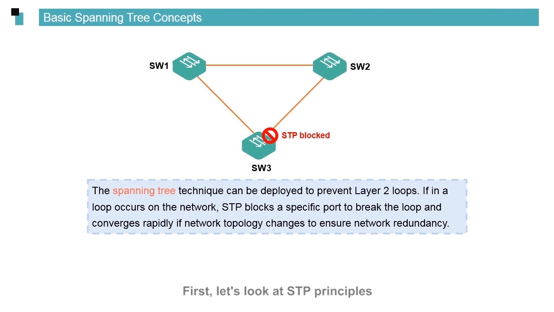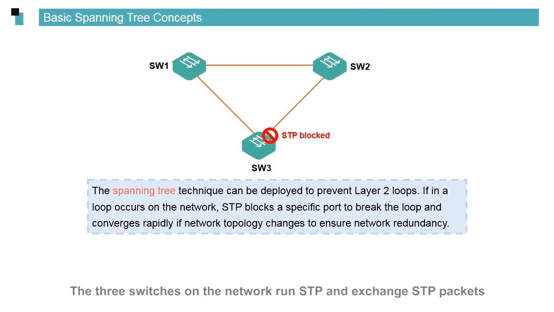First, let's look at STP principles. The 3 switches on the network run STP and exchange STP packets. STP packets are called Bridge Protocol Data Units. After receiving a BPDU, a switch runs STP to compute a path. If a loop occurs, STP blocks a port to break the loop. If a link fails on another port, the previous port is unblocked. STP helps the network implement redundancy and prevent loops.